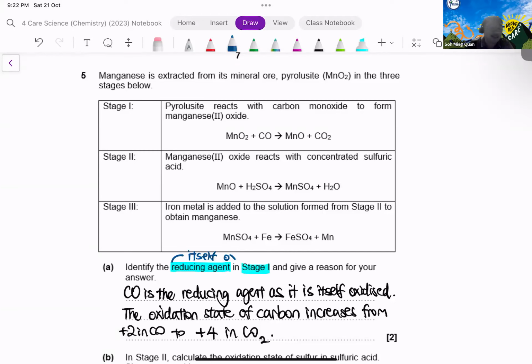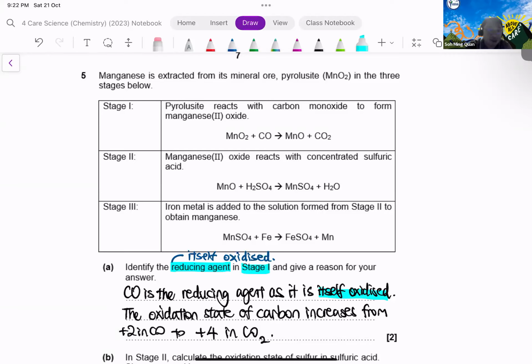So now you're going to look at stage number 1 and tell yourself which one is the one that is itself oxidized. I think it's quite clear cut. Carbon monoxide. Carbon monoxide is the reducing agent for stage 1 as it is itself oxidized. You must mention this in your answer. Don't just mention the oxidation states.